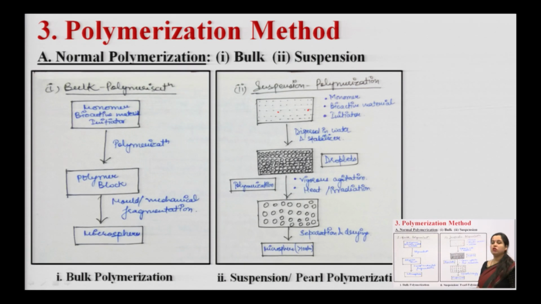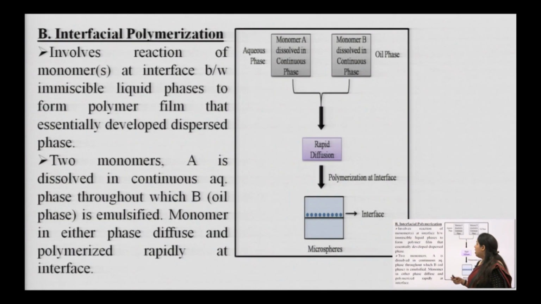The droplet formation will occur after addition of stabilizer, and now after vigorous agitation and heat denaturation you will get the microspheres, and you will separate it out after that. So, this is polymerization, normal polymerization. Now, we will talk about the interfacial polymerization.